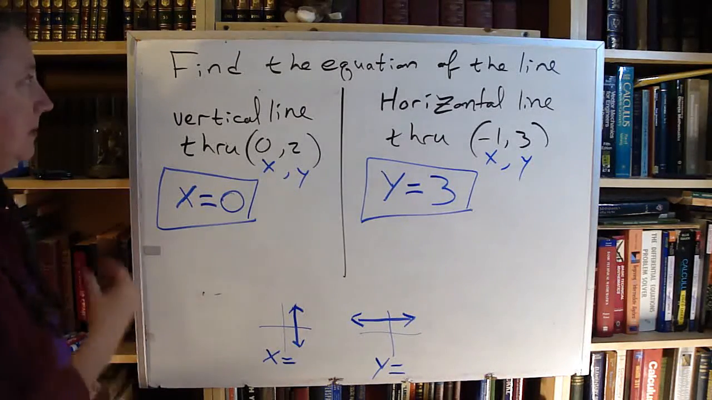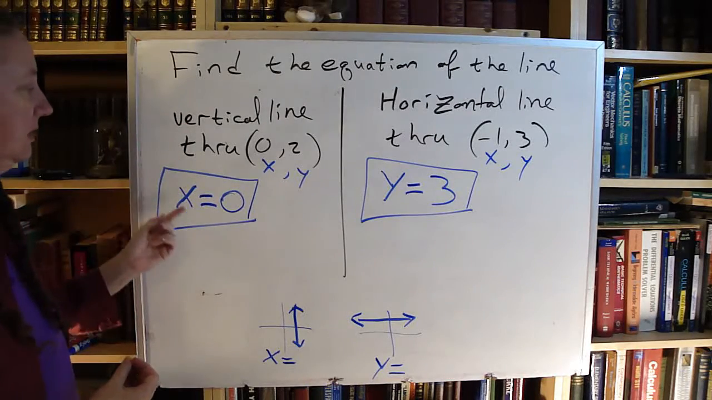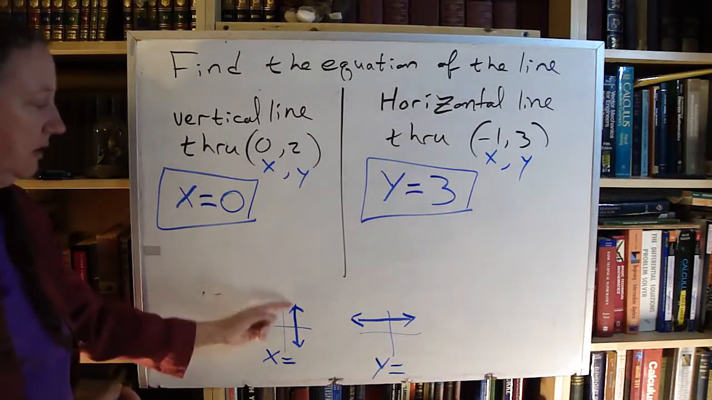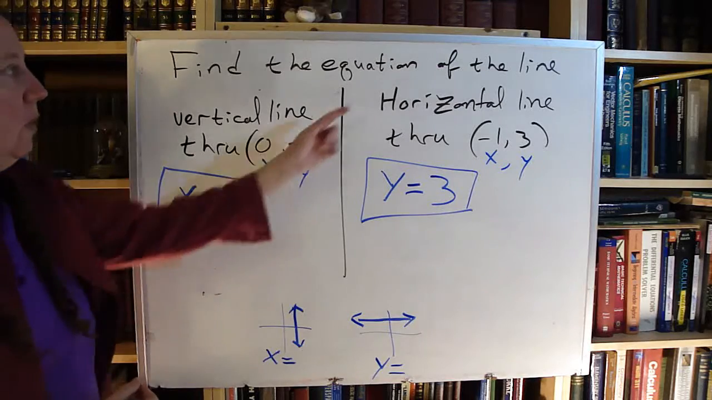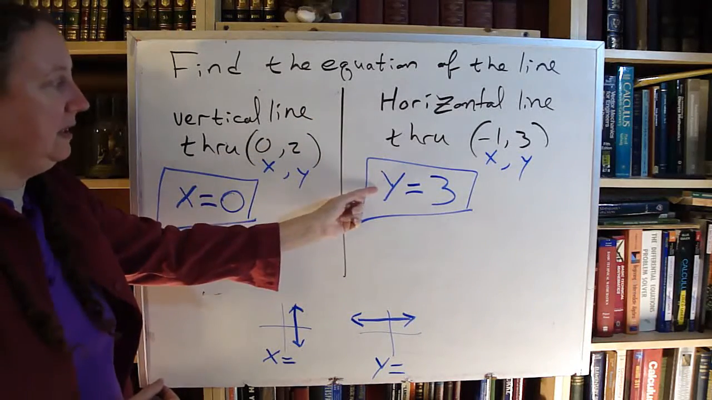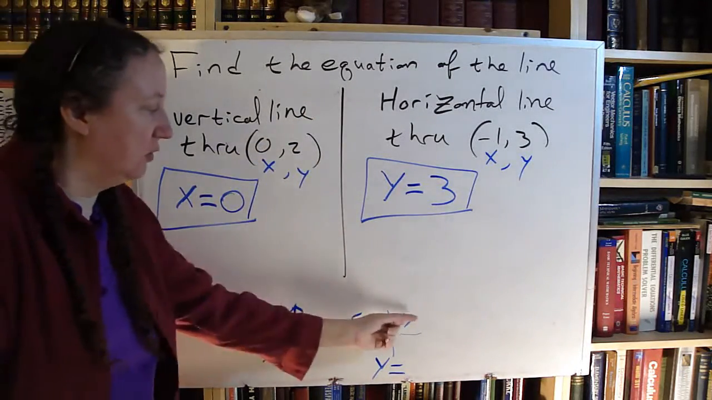This is just memorization. Vertical line is x equals. It has an undefined slope. Horizontal line, y equals. It has a 0 slope.